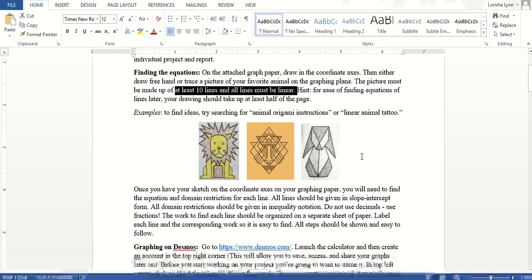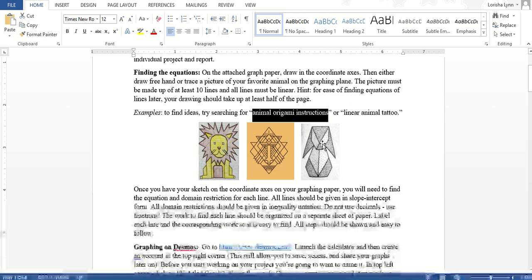I've shown some examples on the page below here, and I think I even had more examples in class. If you need help finding pictures of your favorite animal using all straight lines, you can look up animal origami instructions. That's where this cute little bunny came from. Or you can look up linear animal tattoo. That's where the monkey came from.